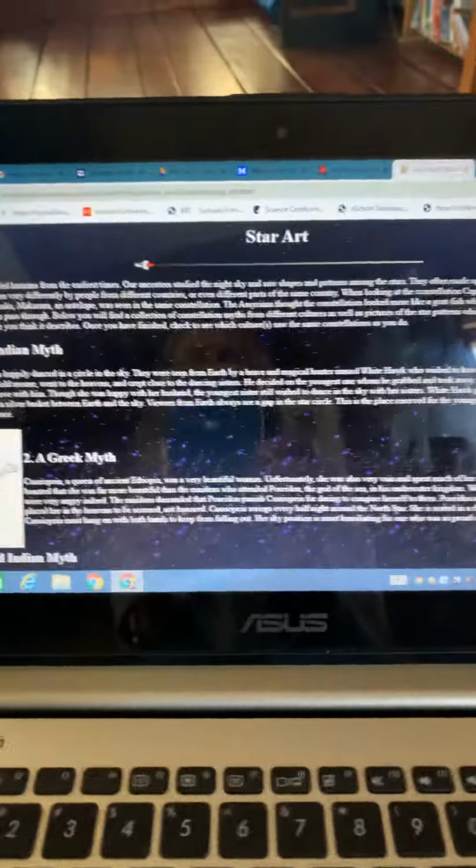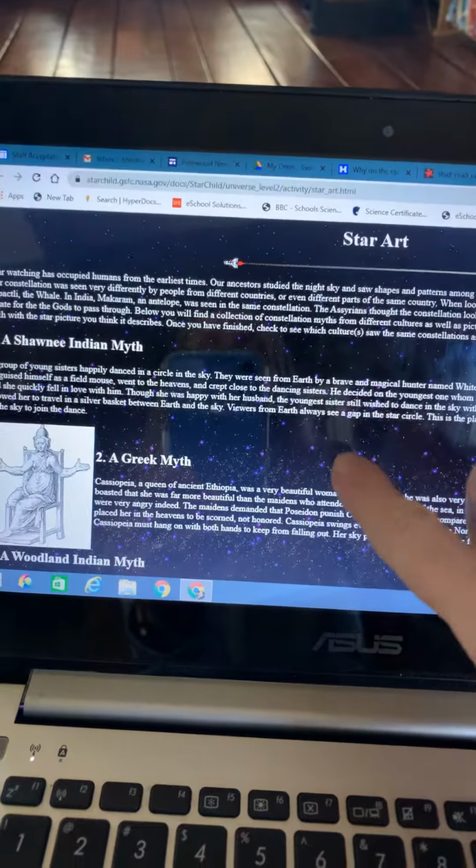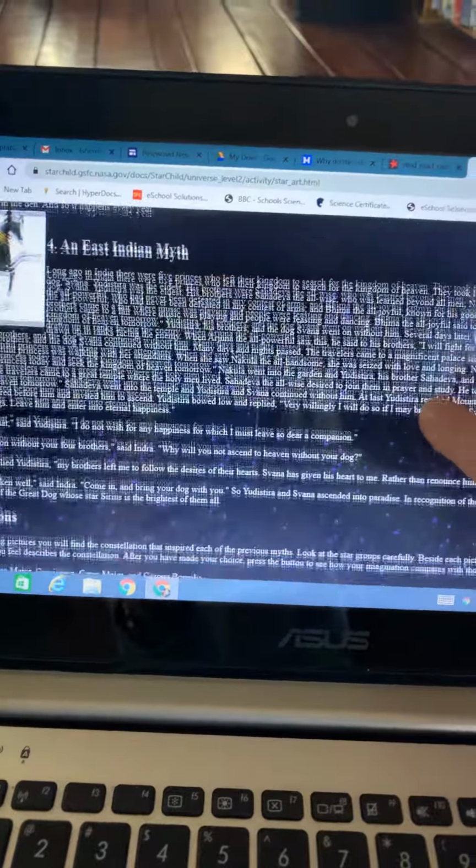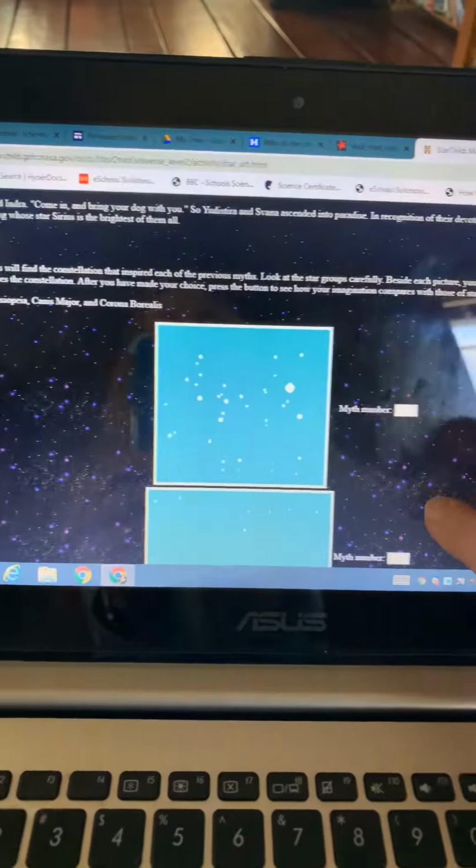So let me show you what it looks like. When you go to the website, this is after the article, it looks like this, Star Art. And you can see that's one of the myths. They're pretty short. You're going to read 4 myths. And then at the bottom, as you scroll up, there's pictures.